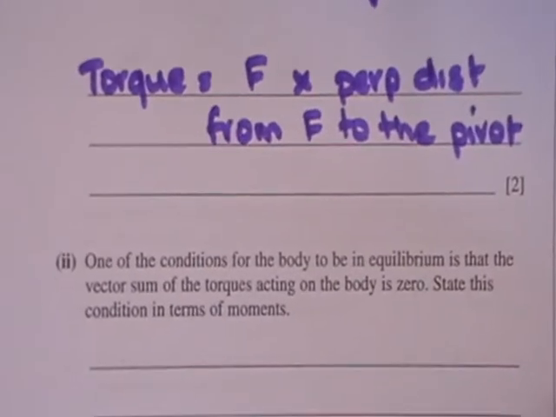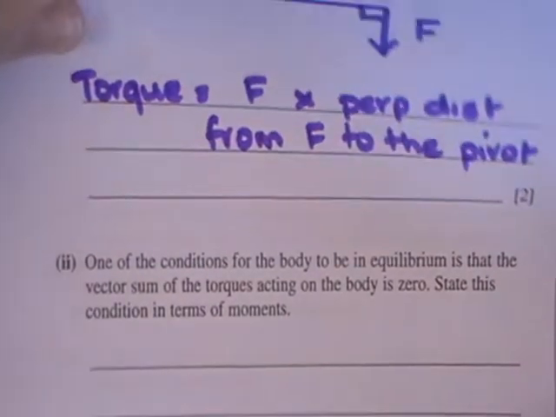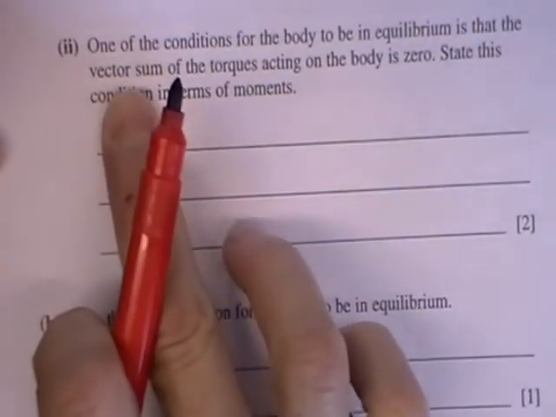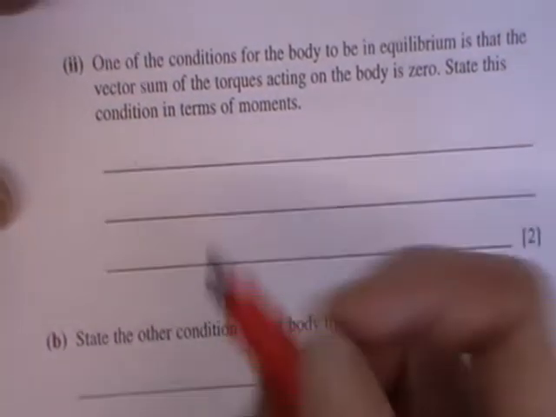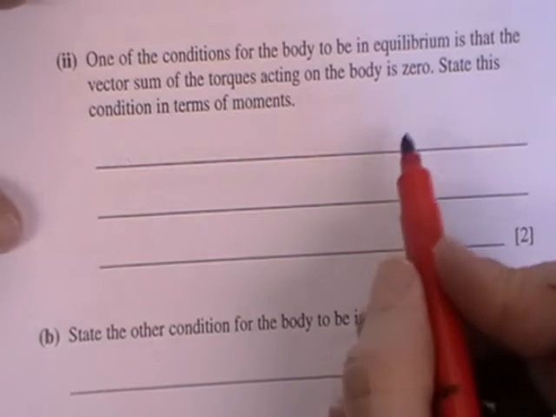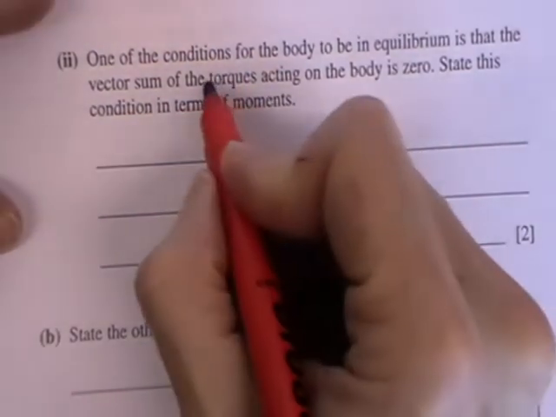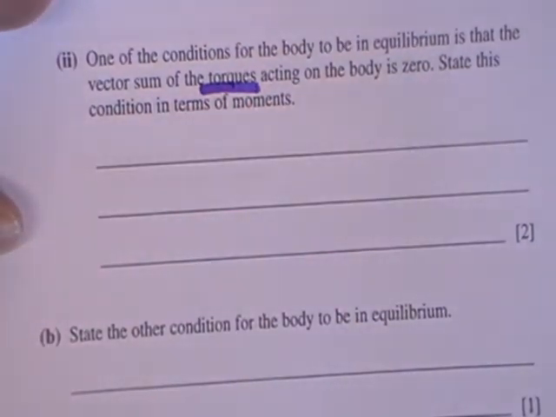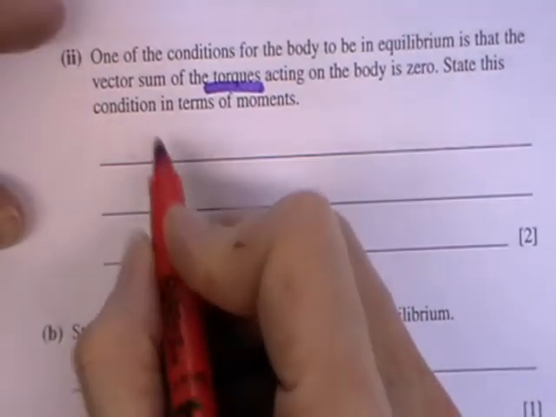And the rest of the question is all about equilibrium. You can answer the second bit. The rest of it you don't need to know. So one of the conditions for the body to be in equilibrium is that the vector sum of the torques, i.e. the turning effects or moments acting on the body, is 0. State this condition in terms of moments.